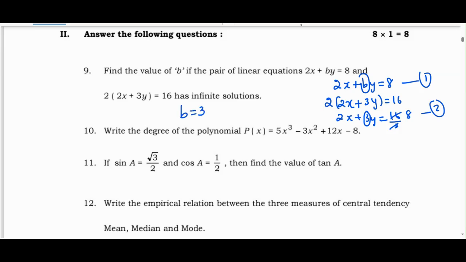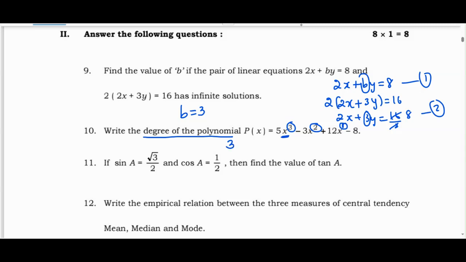Then moving on to the next one, write the degree of the polynomial. So you have to find the degree of the variable, which is the highest degree. Here we have 1, here we have 2, and here we have 3. So which is the highest degree of variable x? It is 3. So the degree of the polynomial will be 3.